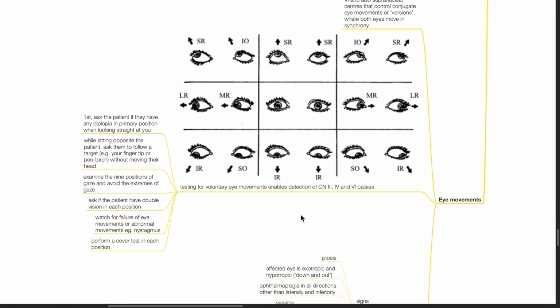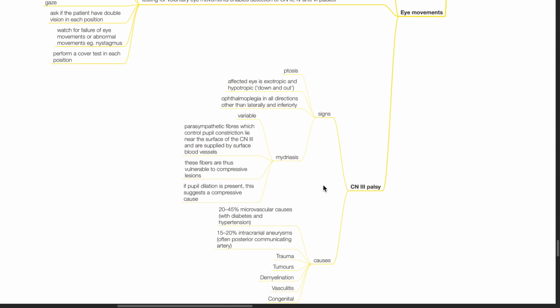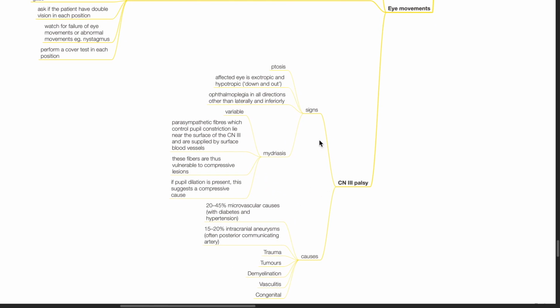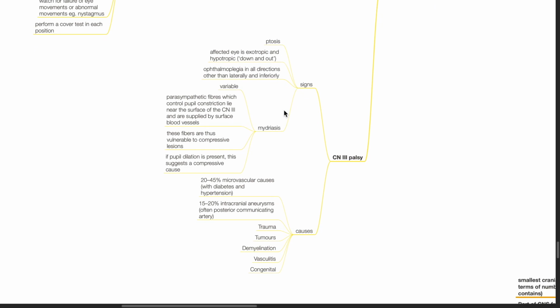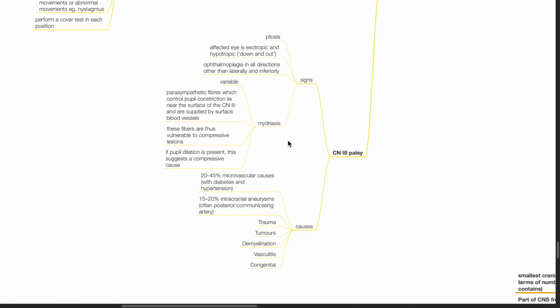Cranial nerve 3 palsy. Signs include ptosis. The affected eye is exotropic and hypotropic, down and out. There is ophthalmoplegia in all directions other than laterally and inferiorly. Mydriasis is variable. Parasympathetic fibers which control pupil constriction lie near the surface of cranial nerve 3 and are supplied by surface blood vessels. These fibers are thus vulnerable to compressive lesions. If pupil dilation is present, this suggests a compressive cause.